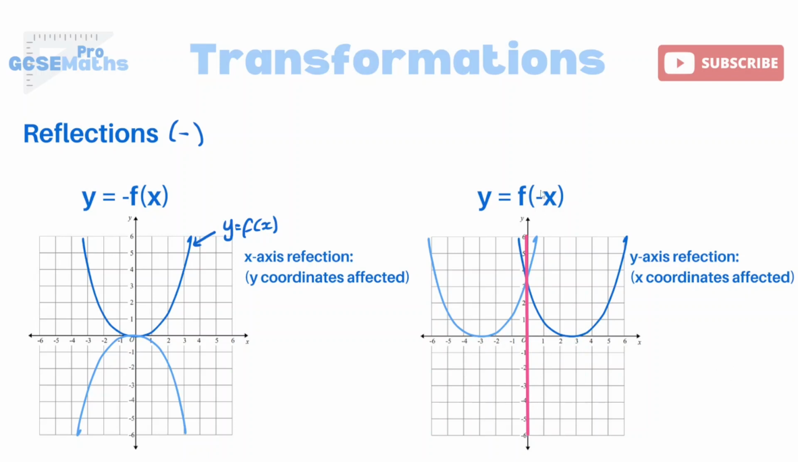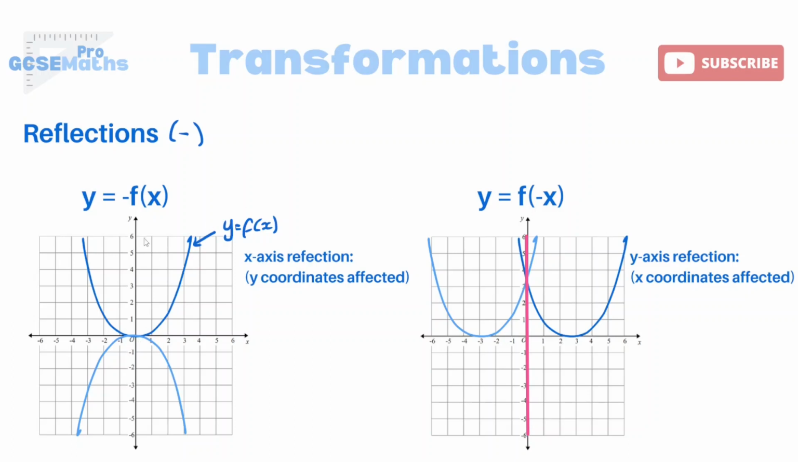Because naturally you think, oh, reflection in the x-axis because it's next to the x. And I go, no, wrong way around. Reflection in the y-axis. Or, as I've written here, you can think of it as it's affecting the x coordinates, therefore it's a reflection in the y-axis. It doesn't matter how you remember it, just make sure you remember it correctly.